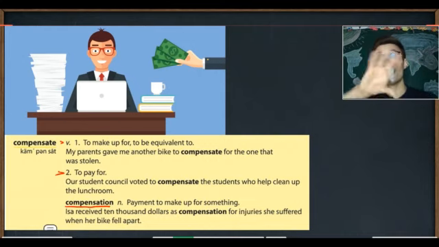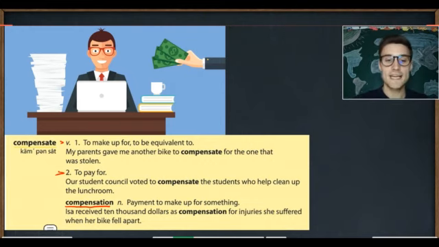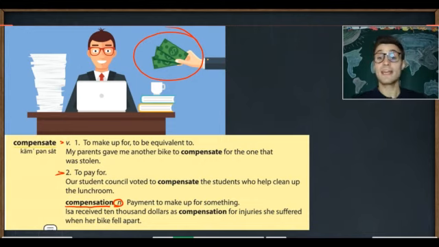Compensation is another form of the word. Compensation has a noun meaning. Compensation is the name of the payment to make up for something. His compensation for the work was $300. Isa received $10,000 as compensation for injuries she suffered when her bike fell apart. So she received $10,000 for what? As compensation for injuries when her bike fell apart.